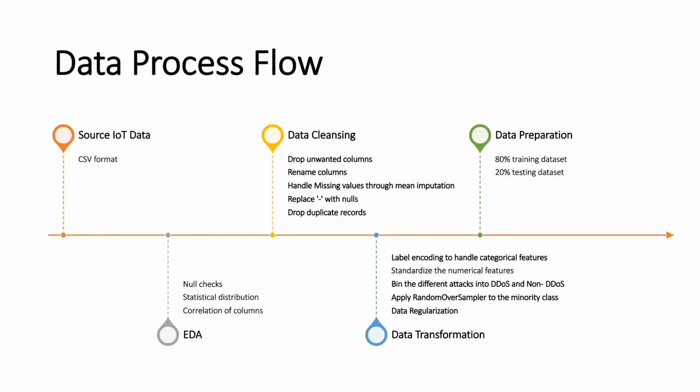This is our data process flow. The first step is to source the IoT data in CSV format. The next step is conducting exploratory data analysis, where we did null checks, statistical distribution, and checked for correlations. The third step is data cleansing, where we dropped unwanted columns, renamed the columns, and handled missing values and duplicate records. The fourth part is data transformation, where we did label encoding, standardized the numerical features, and binned the different attacks. The final step was data preparation, where we split the data set into 80% training and 20% test.